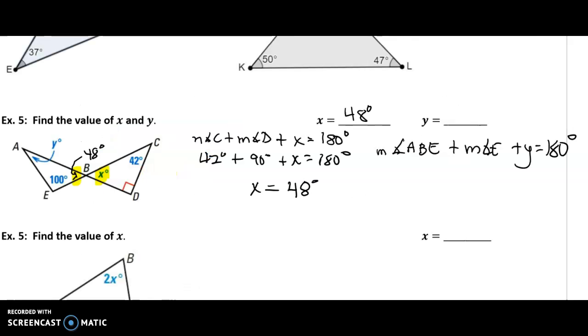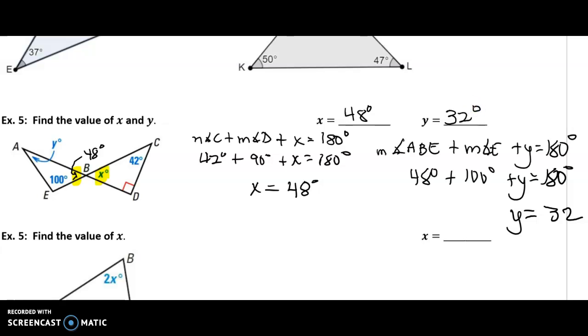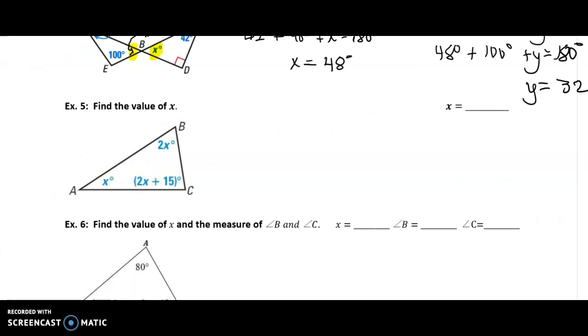So we set up the plan. We make our substitutions and solve for y. Y is equal to 32 degrees. All right, so let's see what you can do here with example number 5. We need to find the value of x.